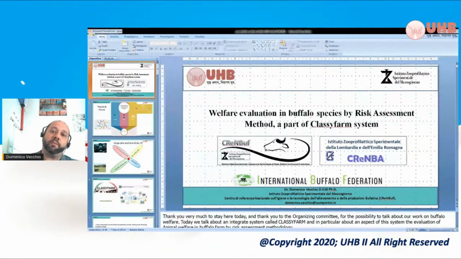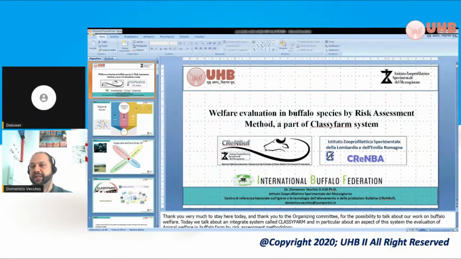The project starts from the exigence of the Ministry of Health to develop and manage a system to evaluate the welfare of different species, based on a risk assessment method in accord with the national and European law. In the project named Ruminant Welfare, starting in 2015, the National Reference Center for Welfare Evaluation, CReNBA, as the leading unit, and with the support of various operating units, particularly our center, developed a scheme for assessing welfare and biosecurity of buffalo farms.